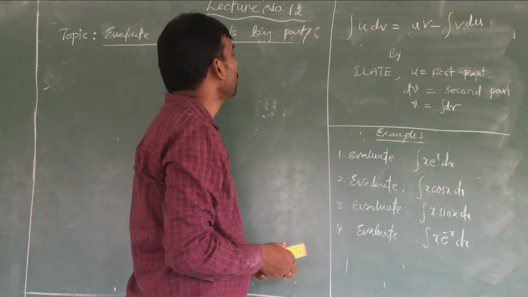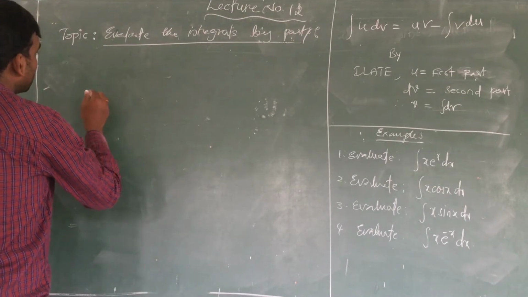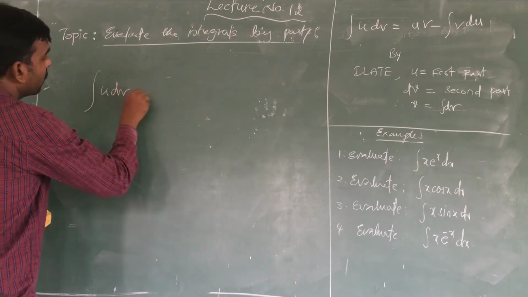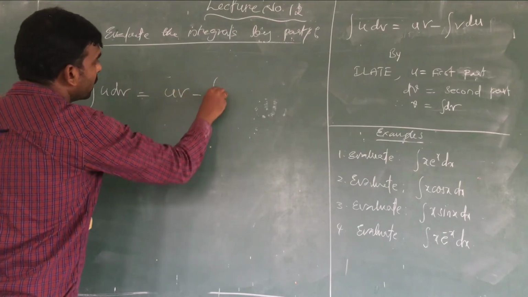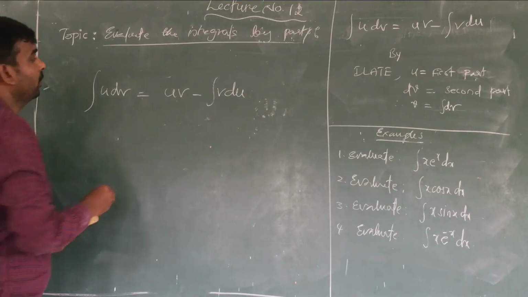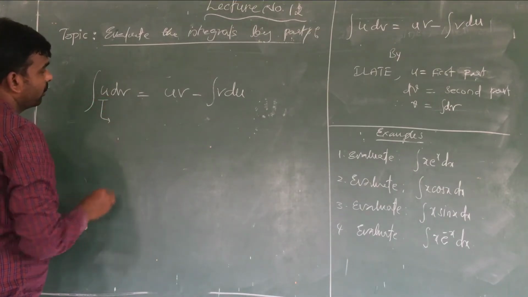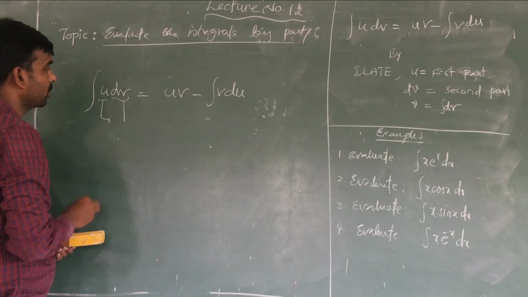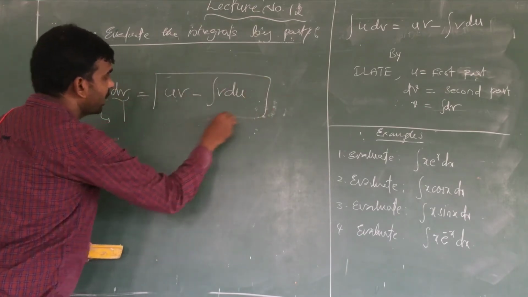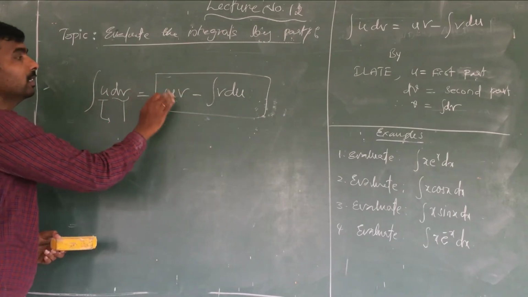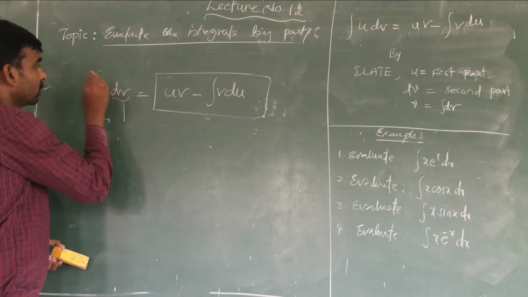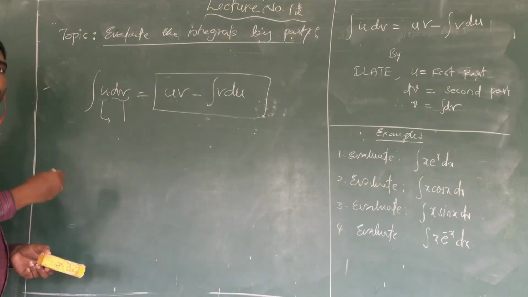Okay, so this can be dealt with by a very simple formula, that is, integration of u into dv is equal to uv minus integration of v into du. This is the formula. In this, u is the first part and dv is the second part. So by these parts we can easily integrate by this method. These are the two parts which are given in terms of the product.